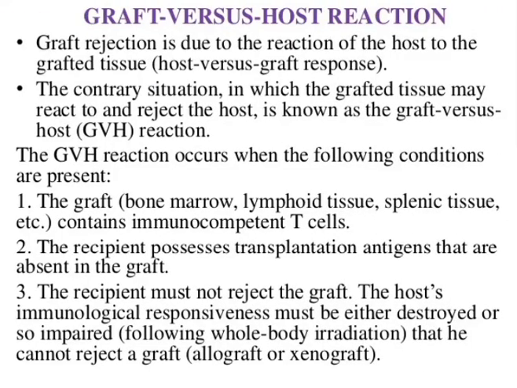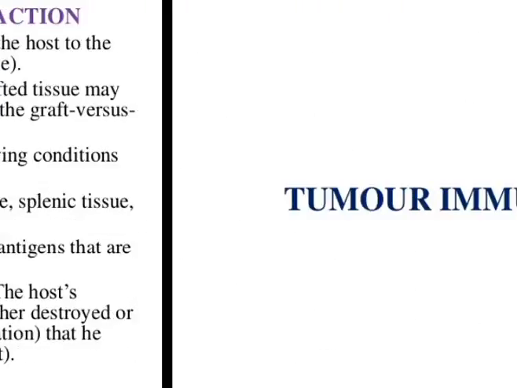Graft versus host reaction. Graft rejection is due to the reaction of the host to the grafted tissue. The contrary situation, in which the grafted tissue may react to and reject the host, is known as graft versus host reaction. It occurs when the following conditions are present: the graft, like bone marrow, lymphoid tissue or splenic tissue, contains immunocompetent T cells; the recipient possesses transplantation antigens that are absent in the graft; and the recipient may not reject the graft. The host immunological responsiveness must be either destroyed or so impaired following whole body irradiation that it cannot reject a graft, that is, an allograft or xenograft.